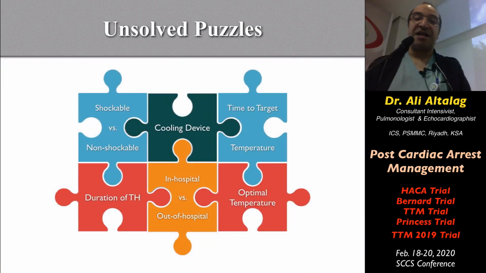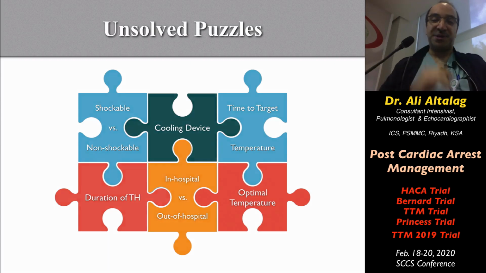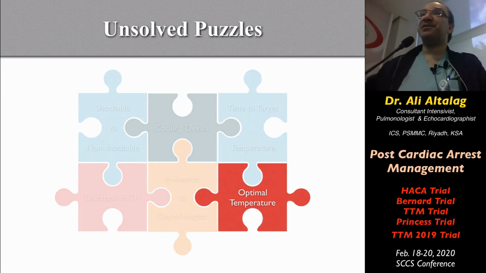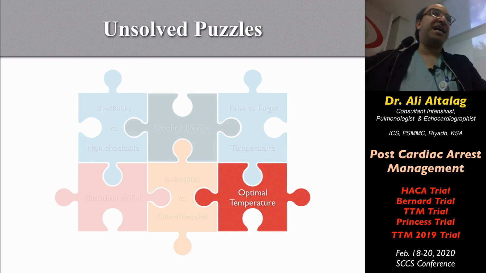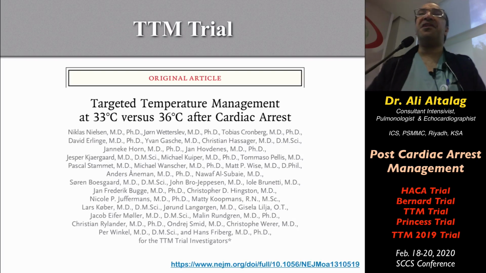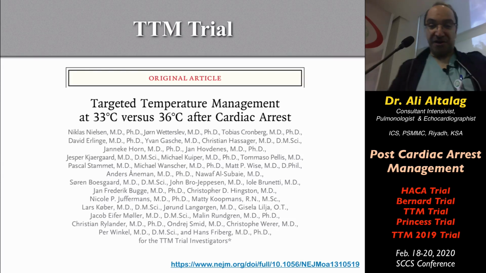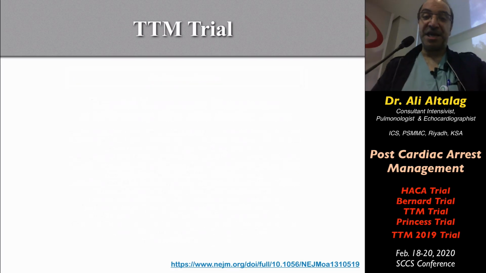And if you can solve that, you will really do well. So let's start with the first thing, which is optimal temperature. After the HACA and the Bernard trials, we had a third very important and landmark trial, the TTM trial, or Targeted Temperature Management Trial, from 2013.